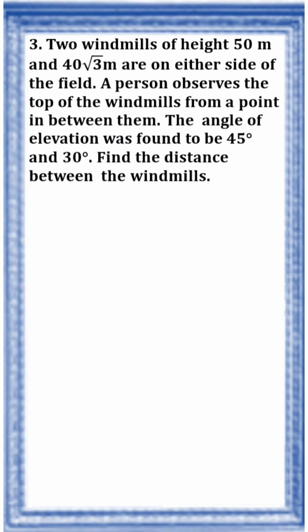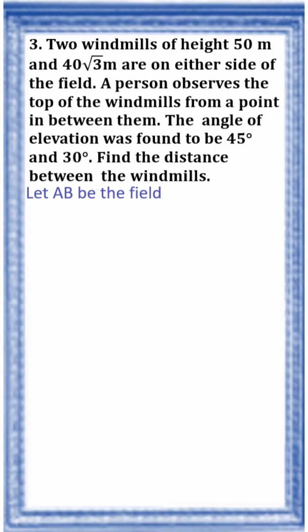Now let us read the question and understand it well. Two windmills of height 50 meter and 40 root 3 meter are on either side of the field. A person observes the top of the windmills from a point in between them. The angle of elevation was found to be 45 degree and 30 degree. Find the distance between the windmills.